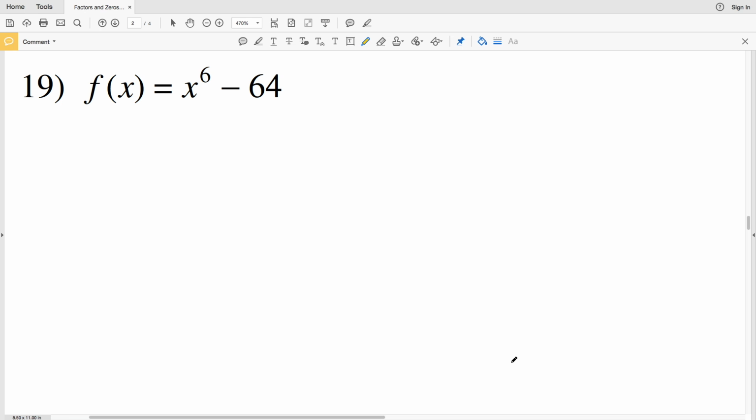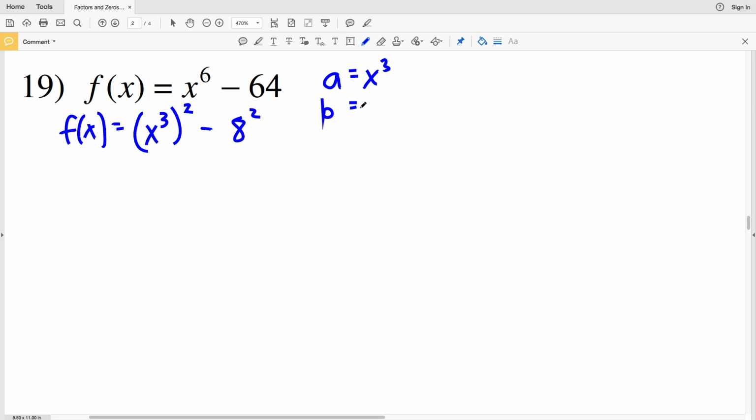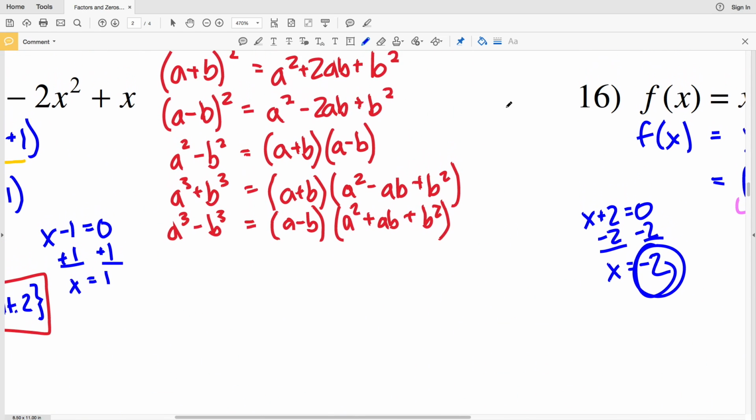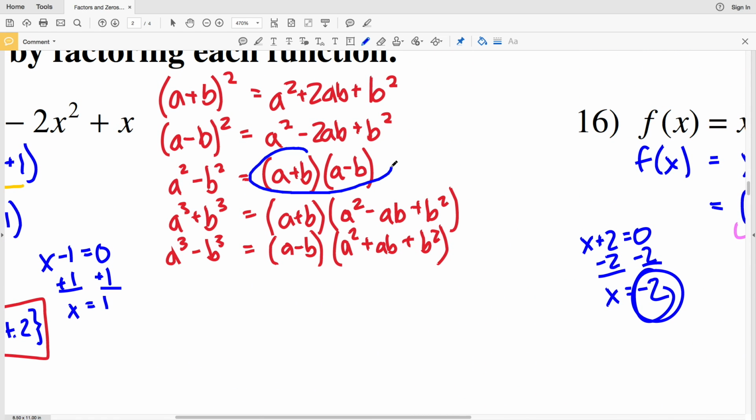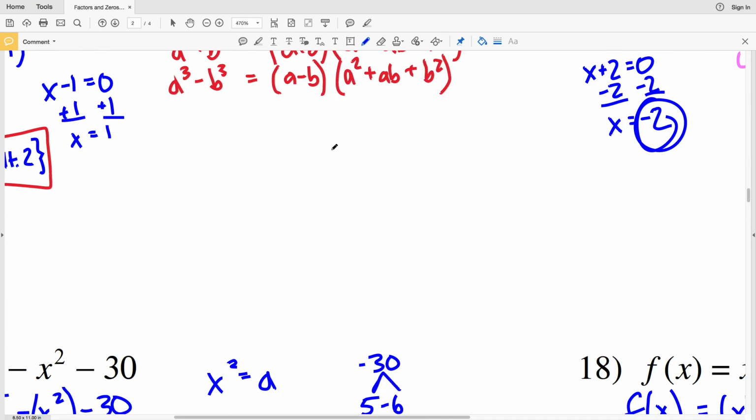Continuing on to number 19, this is where, again, those formulas at the beginning of this video will be very helpful. What I'm going to do is rewrite f of x as x cubed squared minus 8 squared. So you can see that I have a squared minus b squared. So my a value is x cubed and my b value is a positive 8. So for a squared minus b squared, looking back up at our formula, it is a plus b times a minus b.